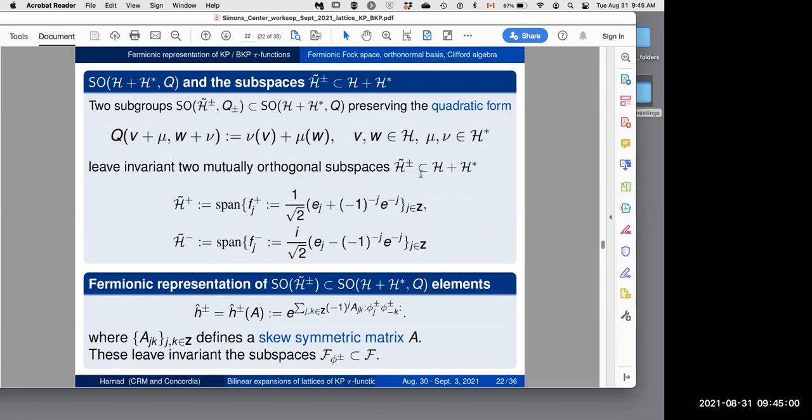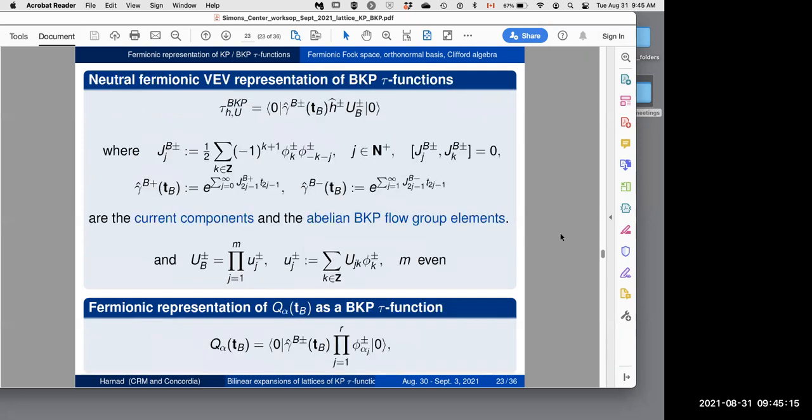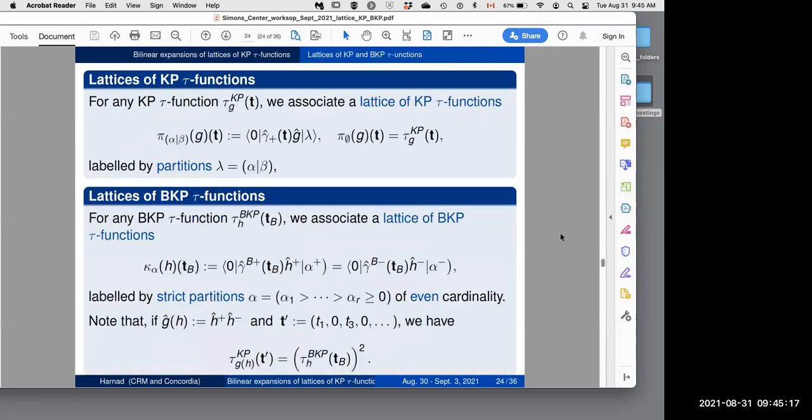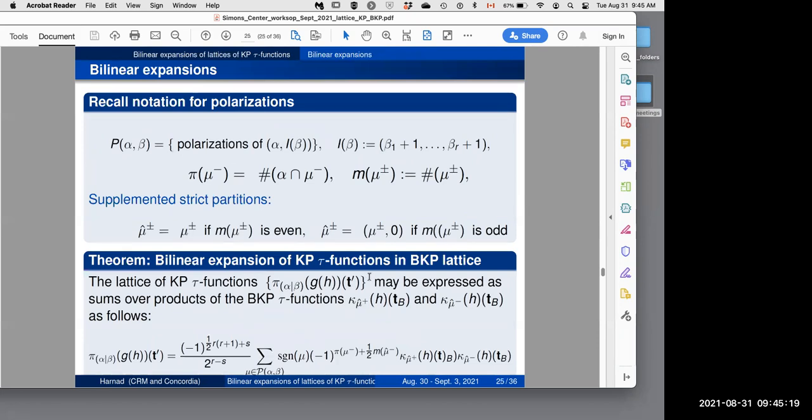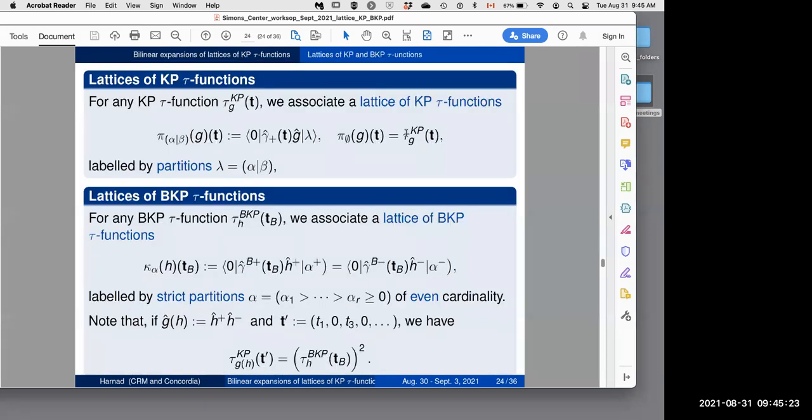And in the direct sum of H plus H star, we have two mutually orthogonal subspaces, H tilde plus and H tilde minus. Okay, so the analog of the KP tau function is this BKP tau function. I'll get back to the polarizations in a moment, and that is given by a similar formula.